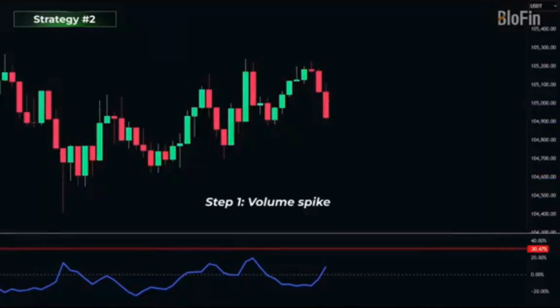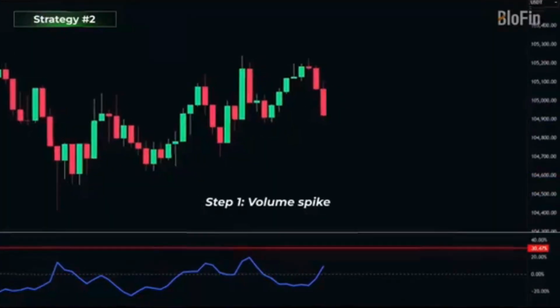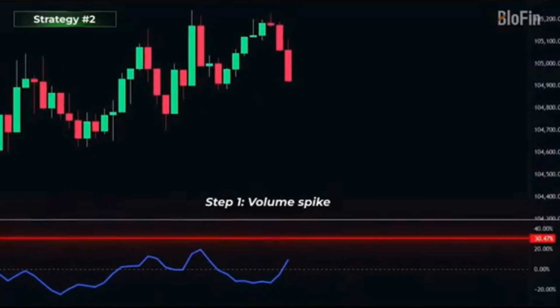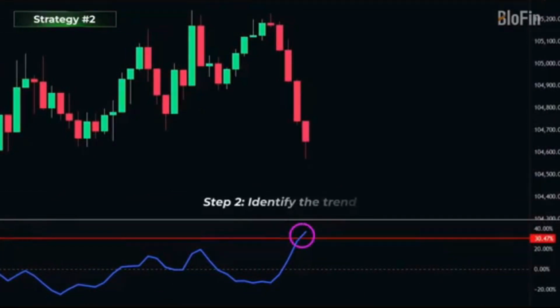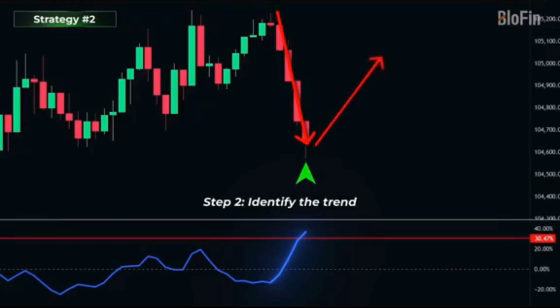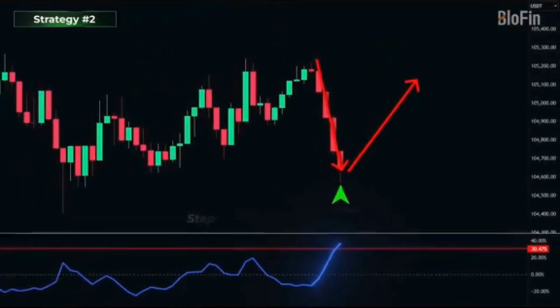Step 1. We're looking for a setup where the volume indicator crosses above the 30% line we marked earlier. This shows us that there's a spike in volume. Step 2 is identify the trend that led to that volume spike. For example, here, we see that when the volume spike happened, market was in a downtrend. So our objective is to try to time the end of this downtrend so we can open a buy position and catch the reversal. This brings us to step 3.